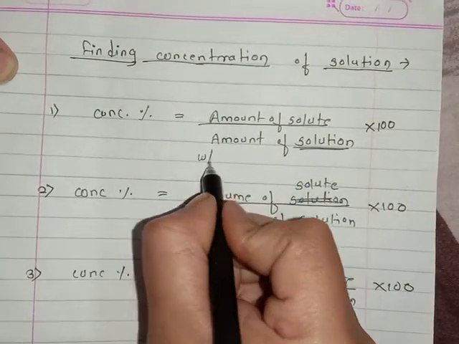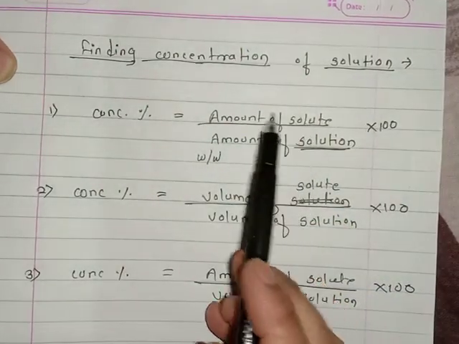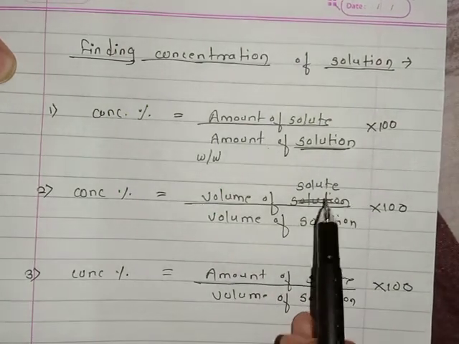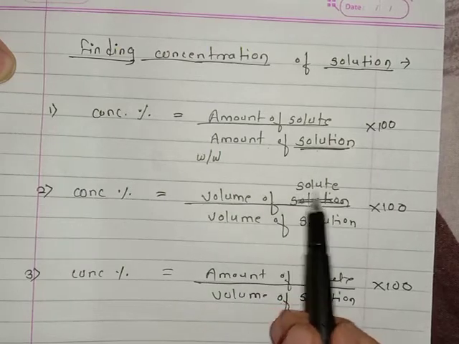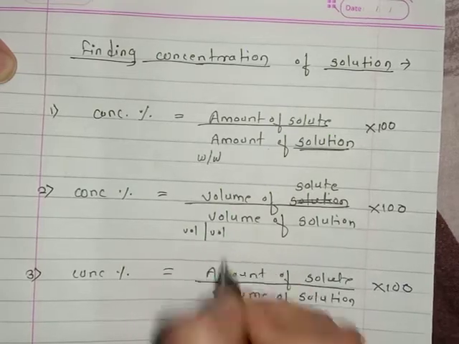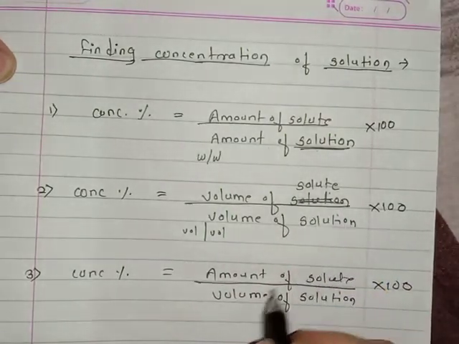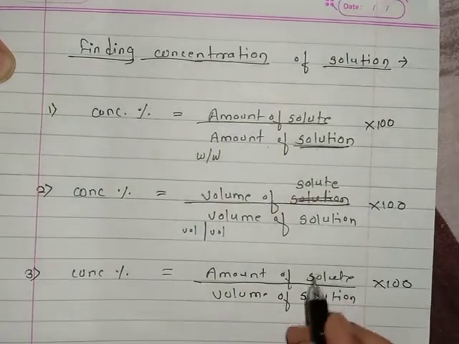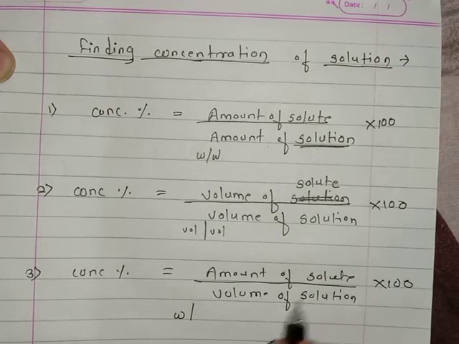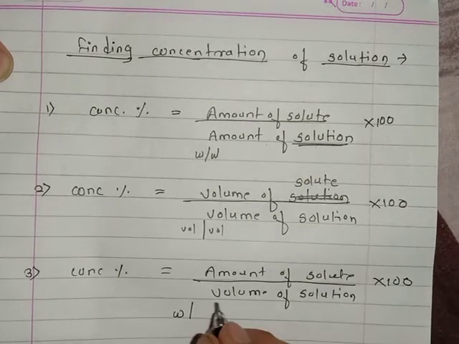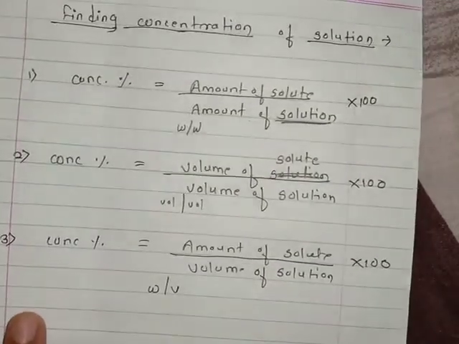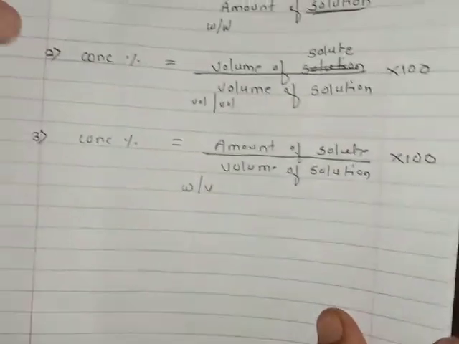This is the weight by weight formula, where we take solute in gram, solution also in gram. If in the question the solute and solution are given in ml, then this is the volume by volume formula, where both are given in ml unit. And when the solute is given in gram and the solution is given in ml, at that time we'll use the weight by volume formula. Okay, so let us see one example.